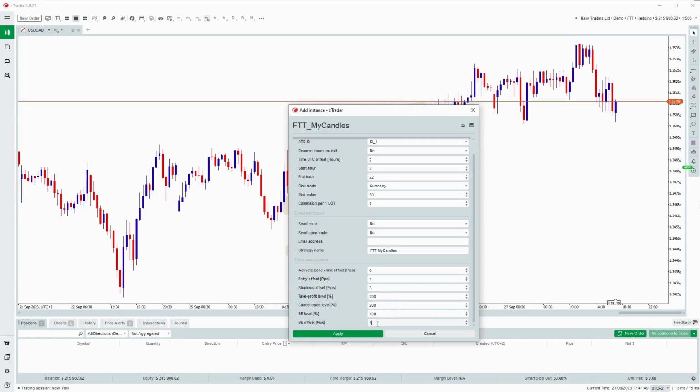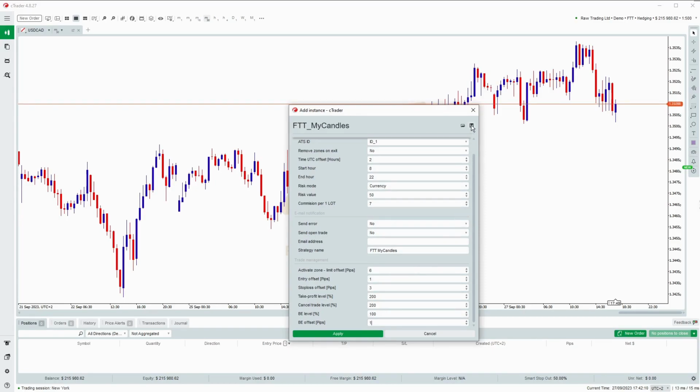Break-even offset. This is the offset setting for placing the stop loss. This is used when setting the break-even level. If I set this to 0, the stop loss will move exactly to the entry. If I set it to 1, the stop loss will move 1 pip into the profit. If the market falls back to the entry level, this will also cover my trading fees.